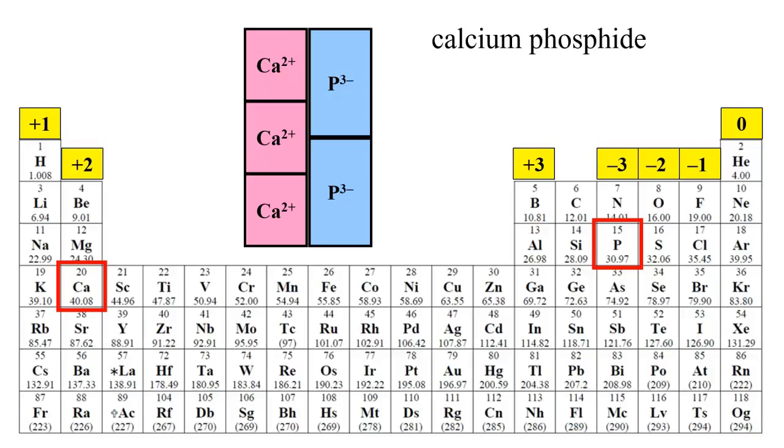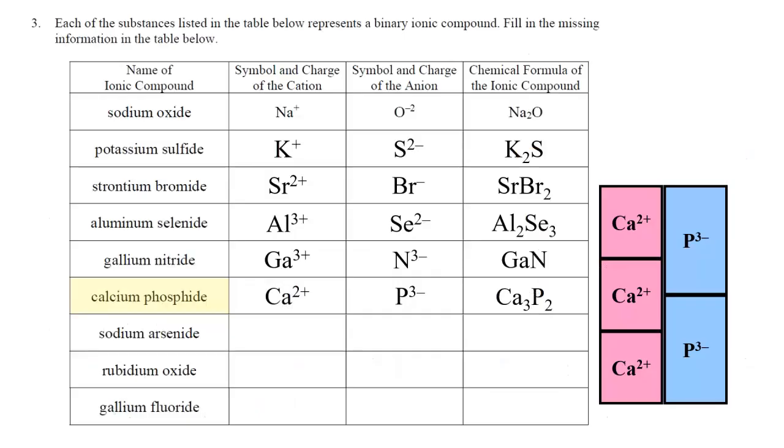So what's my correct chemical formula for calcium phosphide? Well, I've got 3 calciums and 2 phosphorus. That would be Ca3P2. So that is my correct chemical formula for the binary ionic compound calcium phosphide. So I will fill in that formula in our table. All right, only 3 more examples here in question 3.